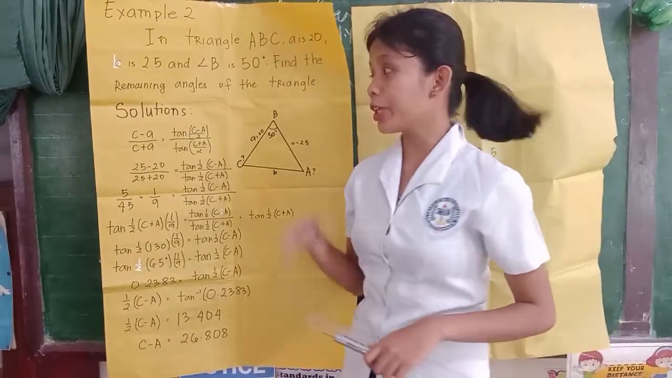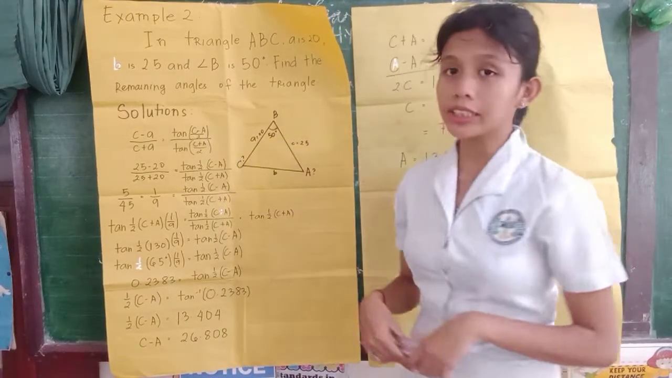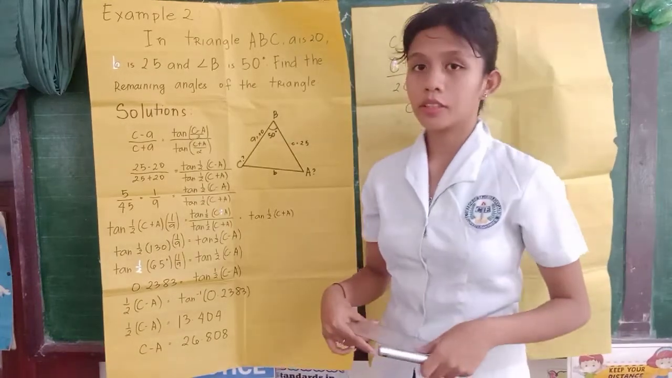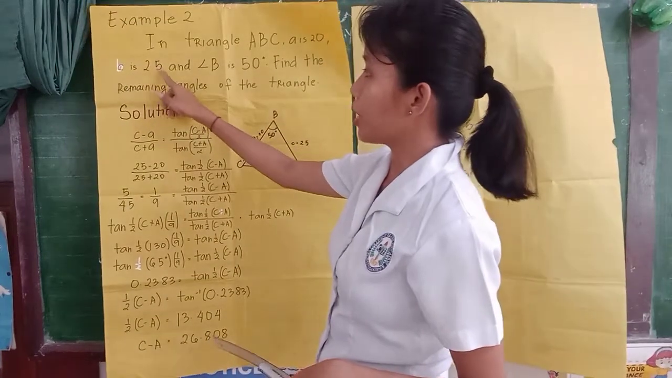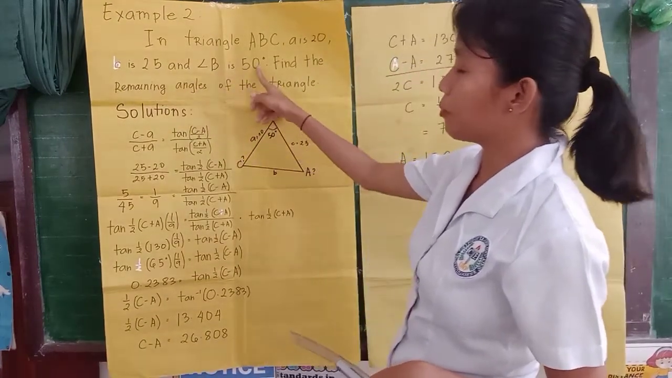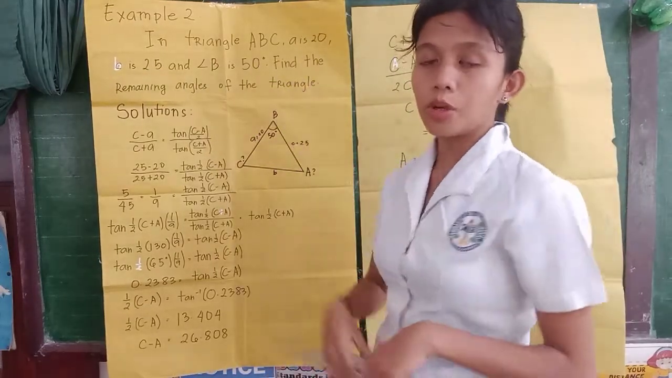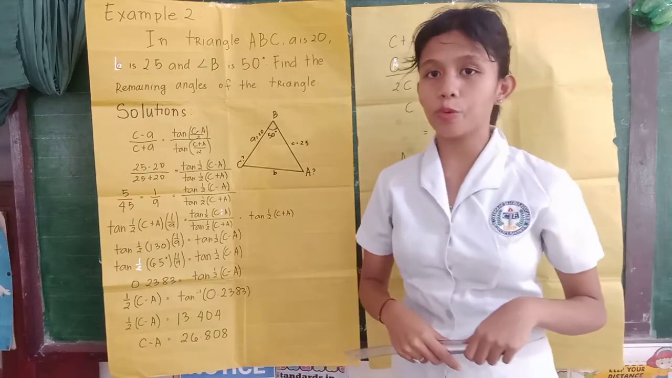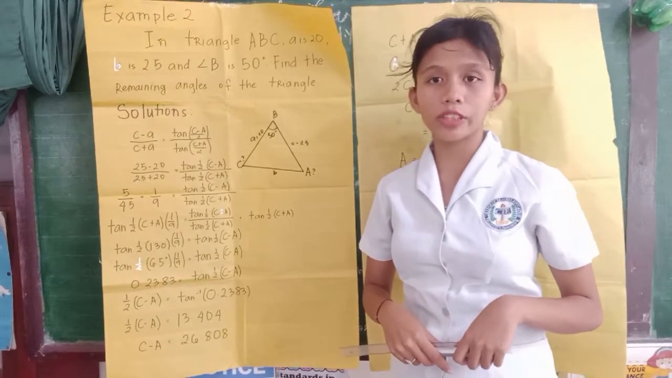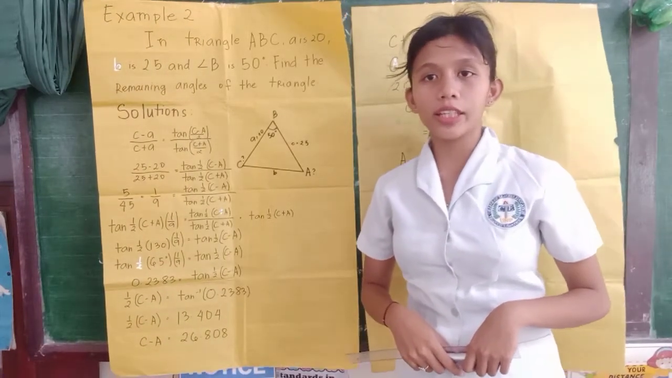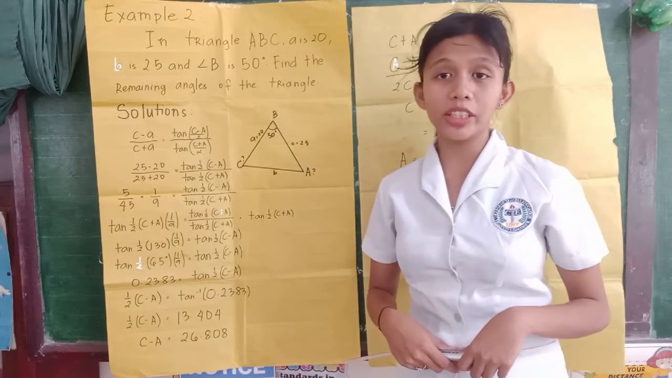Alright, for us to really enlighten how to solve the law of tangent, let's have another example. In triangle ABC, A is 20, C is 25, and angle B is 50 degrees. Find the remaining angles of the triangle. Since side B is missing, we will use (C minus A) over (C plus A) equals tangent of (C minus A) over 2 over tangent of (C plus A) over 2 as the formula. This formula can be used if C is greater than A.